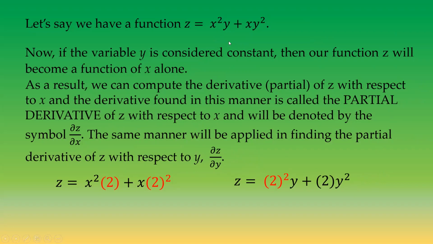So same with our first equation, another illustration tayo. I will replace x by 2 since x is considered constant. So again, we will have z as a function of y alone. Then we can get the partial derivative of z with respect to y.